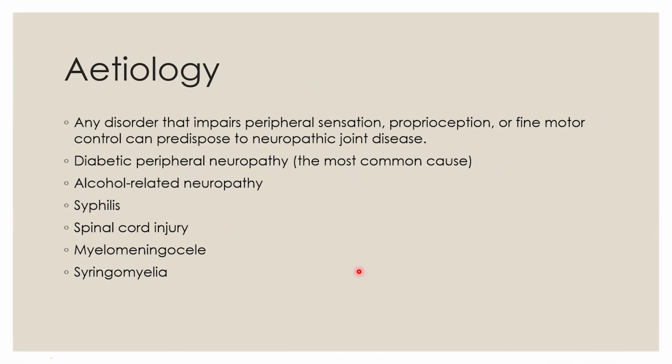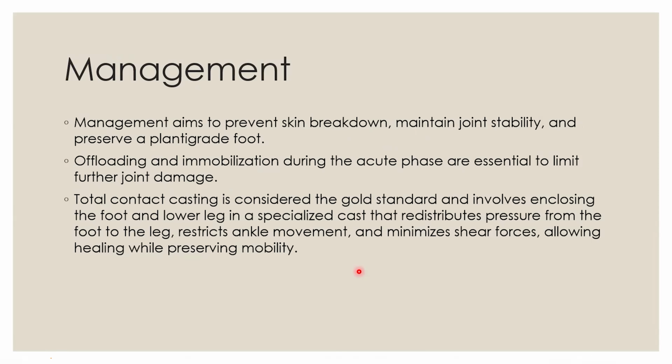In terms of the etiology, Charcot foot is not simply a disease of diabetes, it is more so a disease of peripheral neuropathy. So any disease that causes impairment in peripheral sensation, proprioception, or fine motor control can predispose to neuropathic joint disease. So that would be diabetic peripheral neuropathy, alcohol-related neuropathy, syphilis, spinal cord injury, myelomeningocele, syringomyelia. Finally, let's talk about the management.